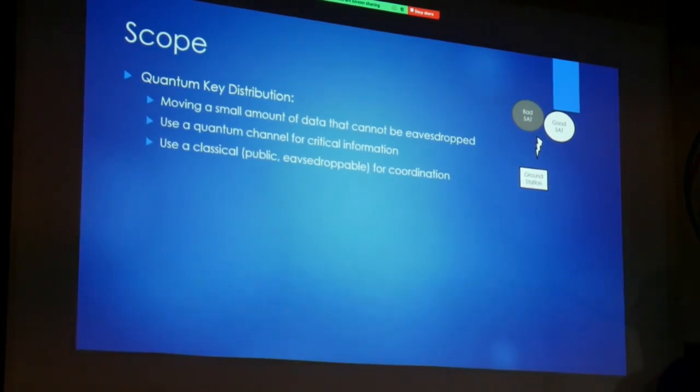To set the stage a little bit, because the word quantum gets thrown around a lot, and to make sure we understand exactly what this talk will really be about, we'll talk about what it's not very quickly. Okay?